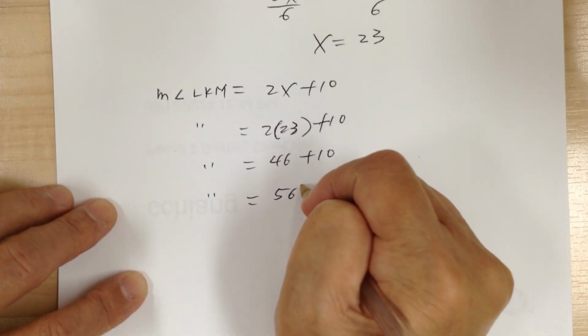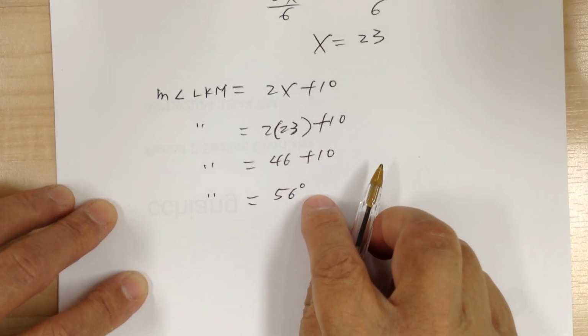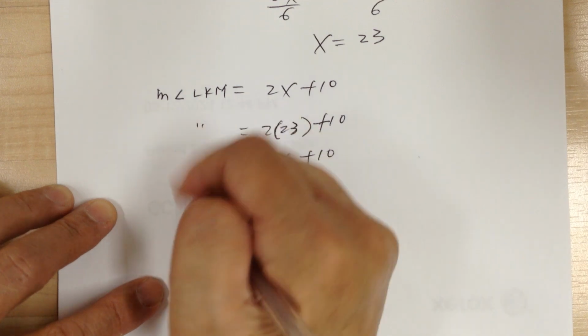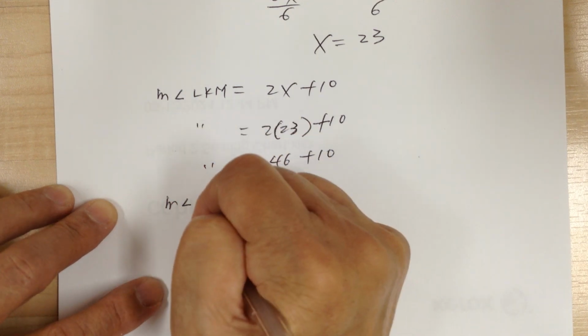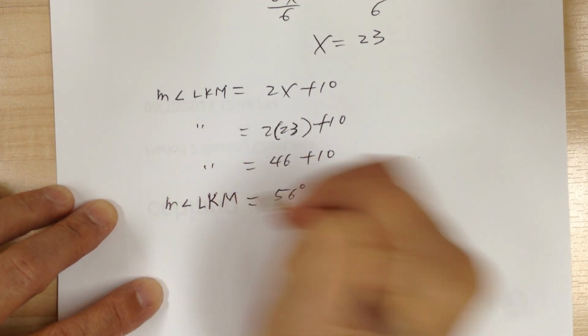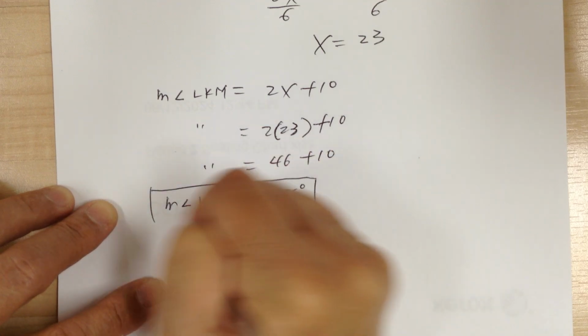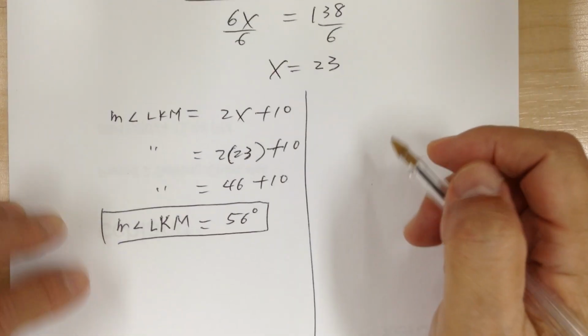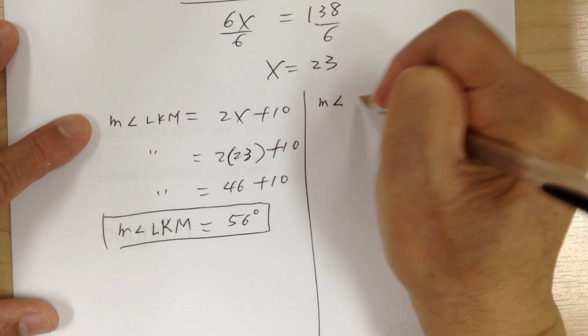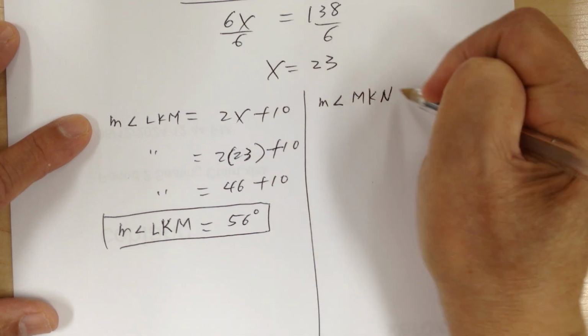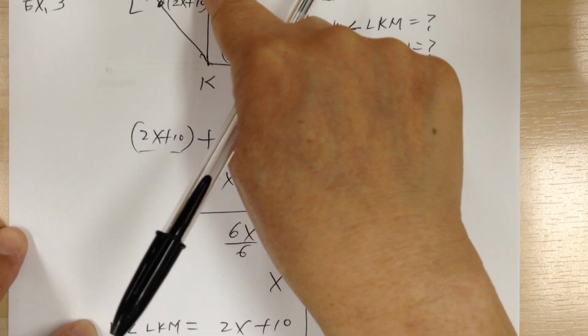And make sure you remember your degree. Make sure you remember your label. Okay, so measure of angle LKM equal to that. Now we can do the same thing with measure of angle MKN. So MKN equal to 4x minus 3.